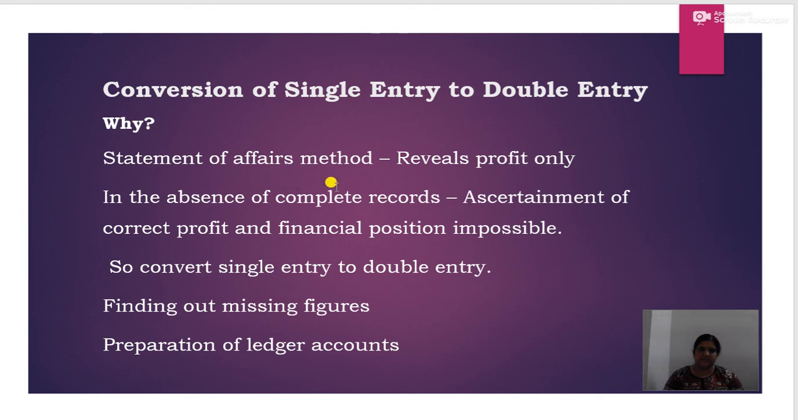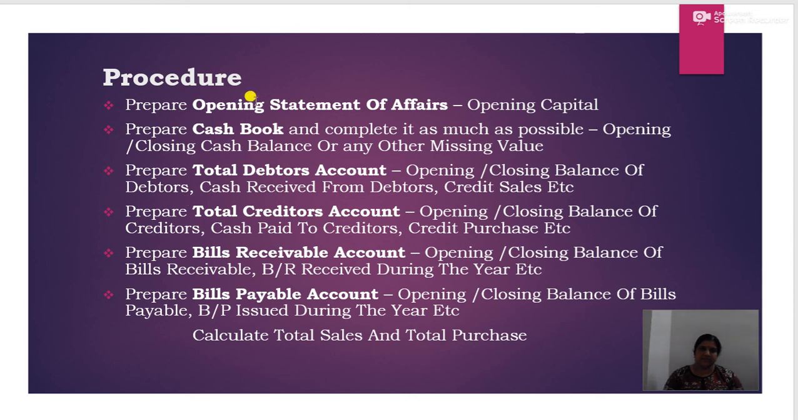So once again, conversion method, that is converting single entry to double entry. The main purpose is it cannot reveal, so it will be revealing only the profit. That is correct ascertainment of profit and financial position is impossible, so we have to convert it. And these are the procedure, that is prepare opening statement of affairs, cash book, total debtors account, creditors account, bills receivable account, bills payable account.